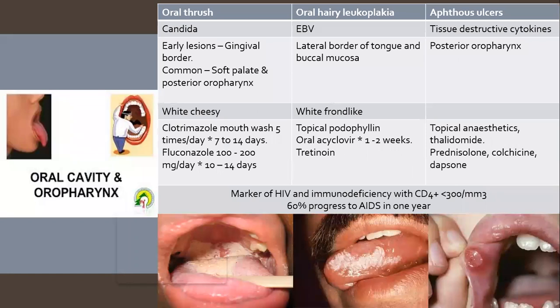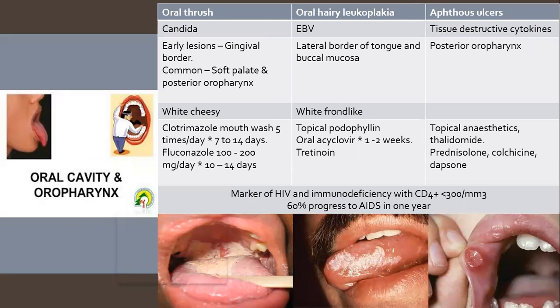Now coming to the next important system, which is the GIT. So GIT will come part by part. One is the oral cavity and oropharynx. Whenever you are dealing with oral cavity and HIV, think of 3 things. Oral thrush can occur, oral hairy leukoplakia can occur, aphthous ulcer can occur. Oral thrush is due to Candida, oral hairy leukoplakia is due to EBV, aphthous ulcer is due to tissue destruction by cytokines. How is the cytokine produced? By the early lymphocytic activation.